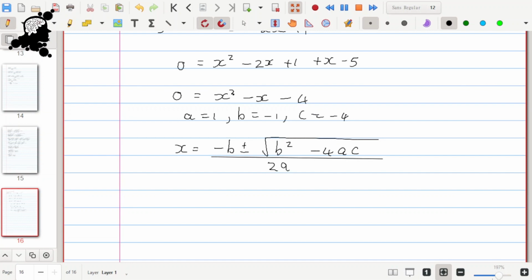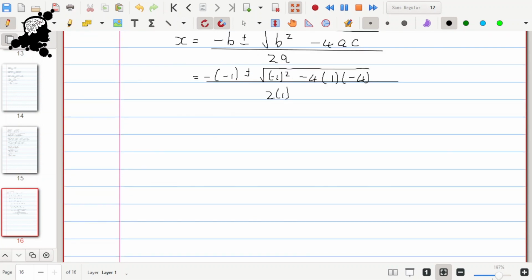2a. So this is going to give me negative 1 plus or minus the square root of, this is 1 squared, negative 1 squared, minus 4 into the value of a is 1, the value of c is minus 4. And this is all over 2 times 1. So we have x is equal to positive 1 plus the square root of 1 plus 16 divided by 2.